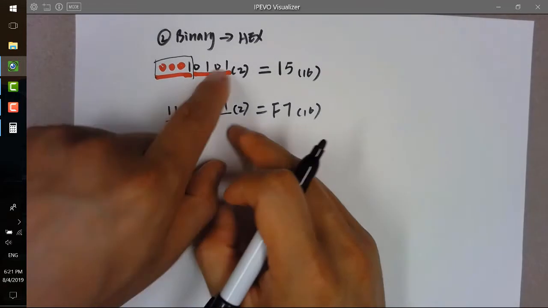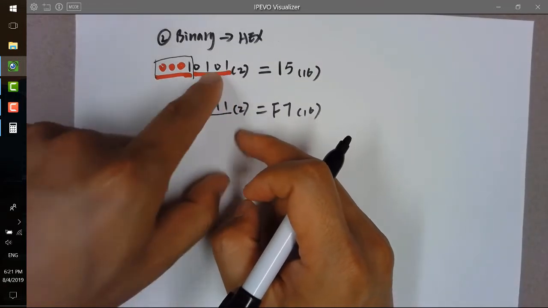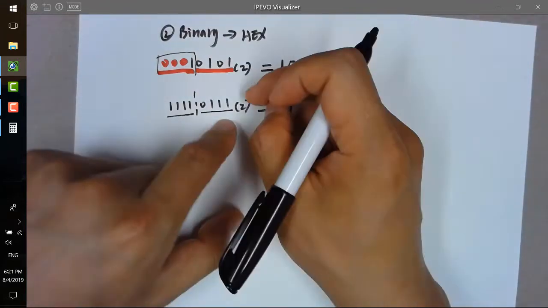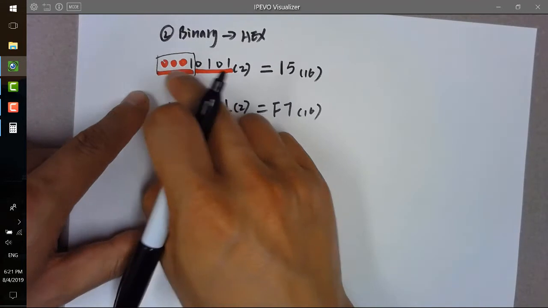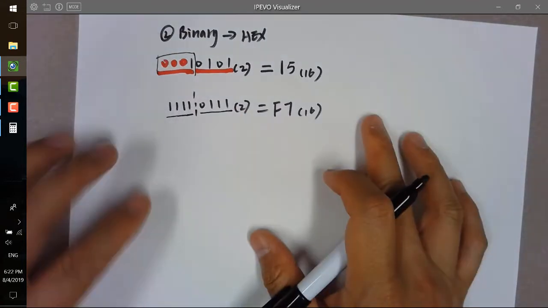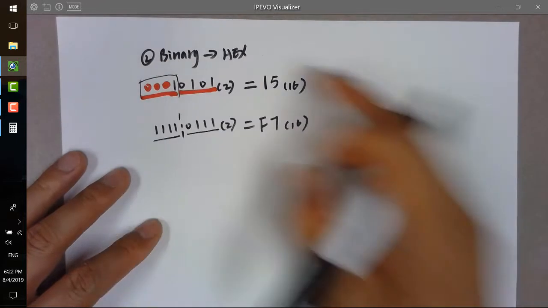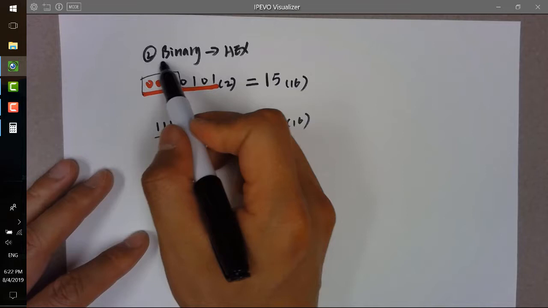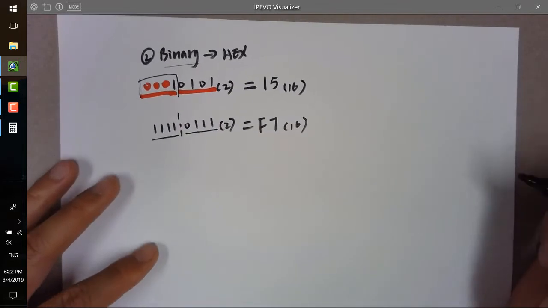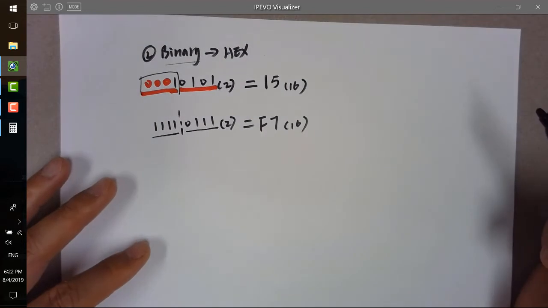So you group these binary digits into 4s, and you start grouping them from the right side. If you do not have enough digits, just make up zeros in the front. Okay, this is how you convert a binary number into a hex number. All right, so everything starting from binary has been done. Binary to decimal, you know how to do it. Binary to hex, you know how to do it.